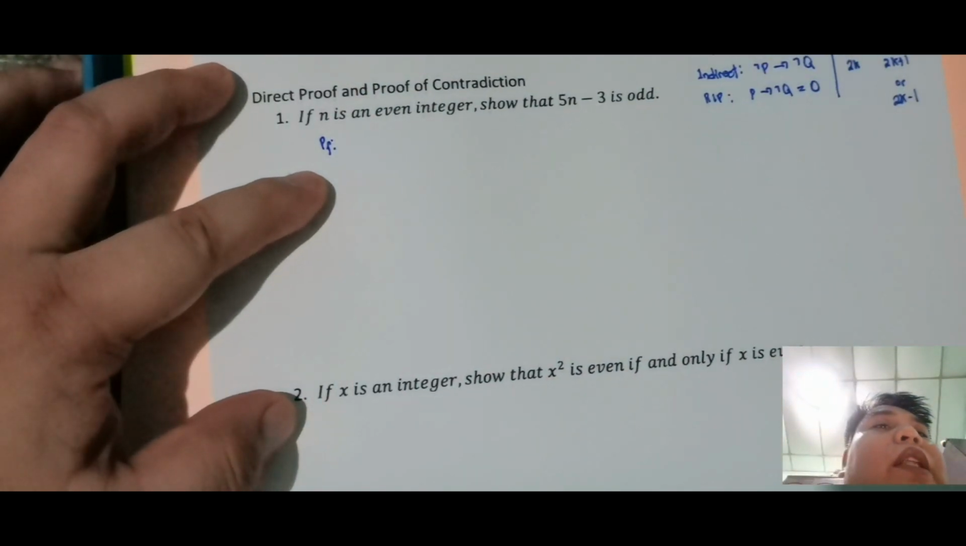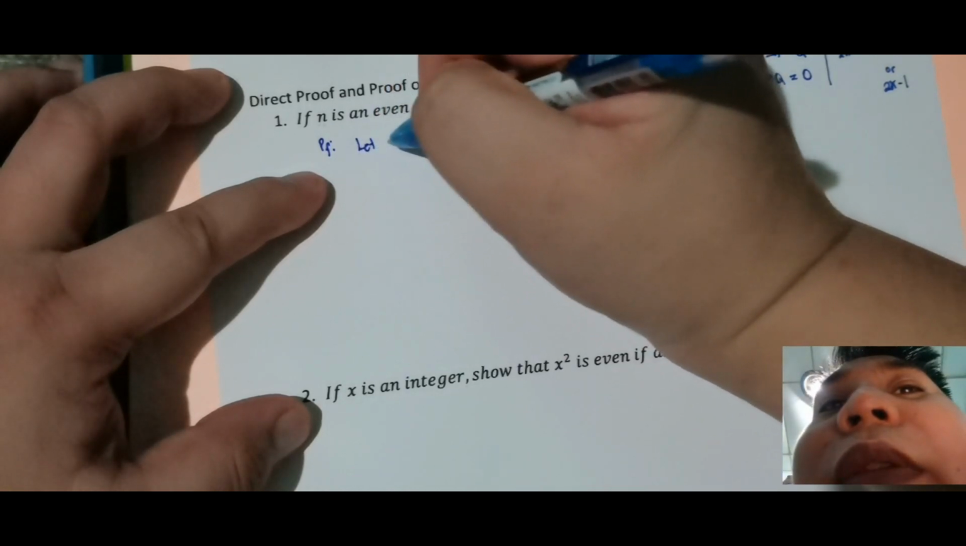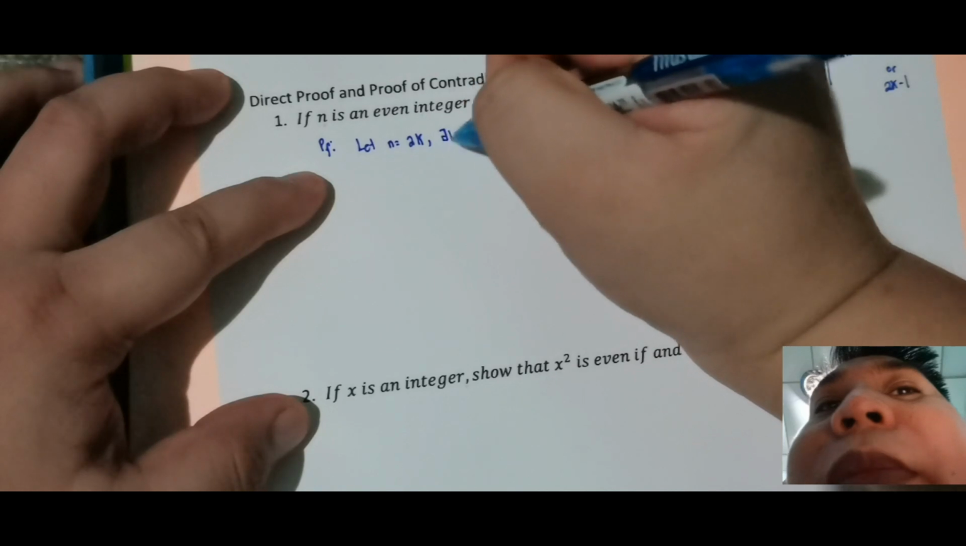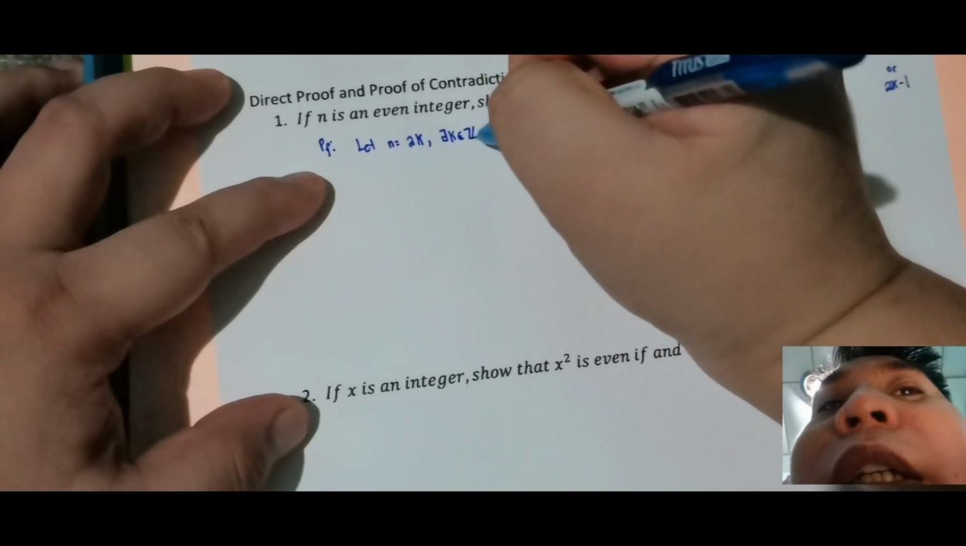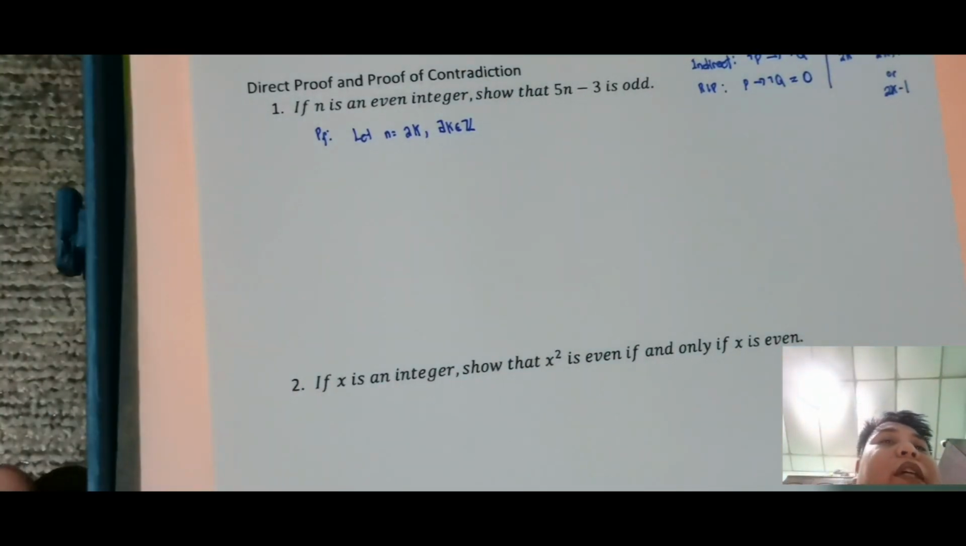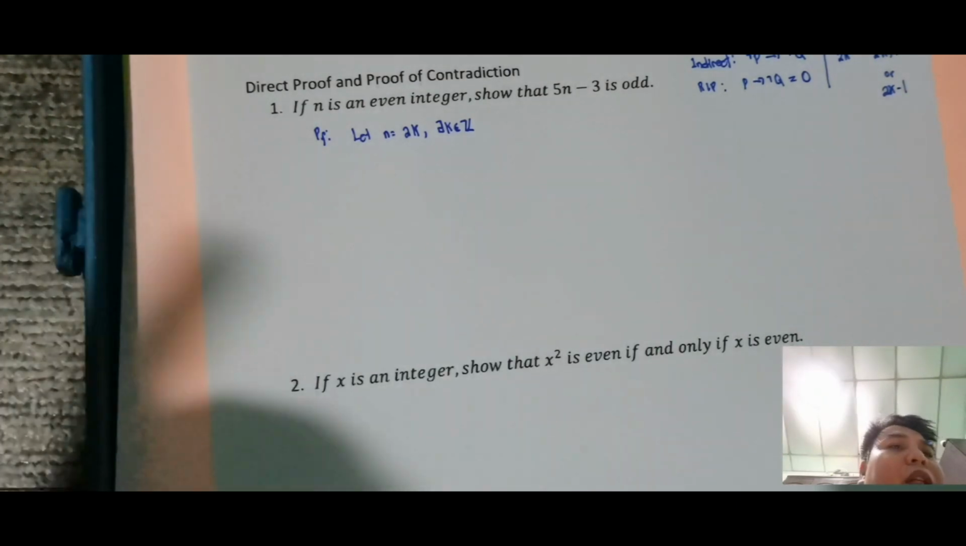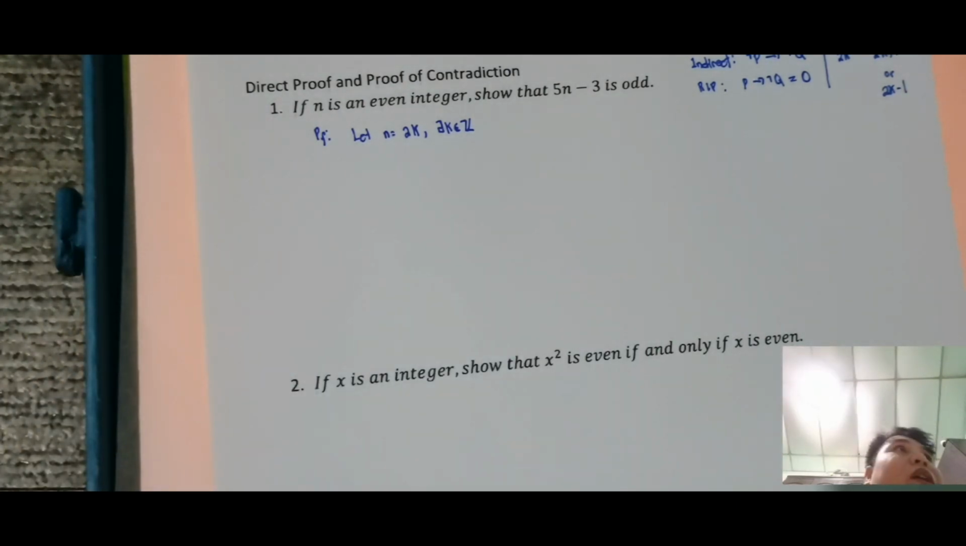Okay, so since n is an even integer, let n = 2k for some k element of integers. Okay, sir, laging may "for some k element of integers"? Yes, sir, but bakit hindi "for all"? For some, meaning some lang ang gagamitin, hindi lahat. Kasi pag for all, ibig sabihin, ginamit ko lahat.